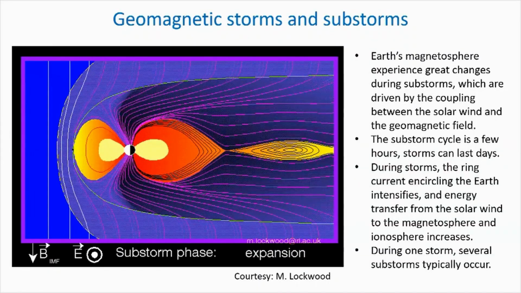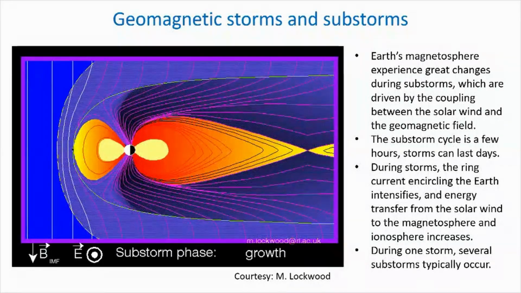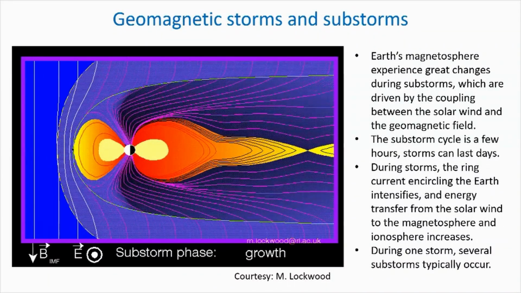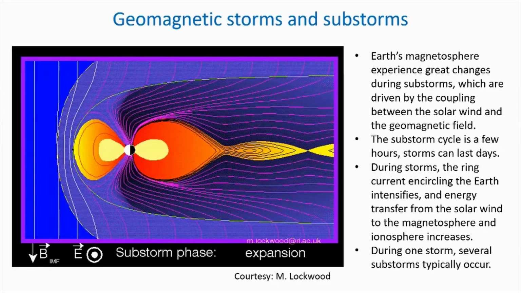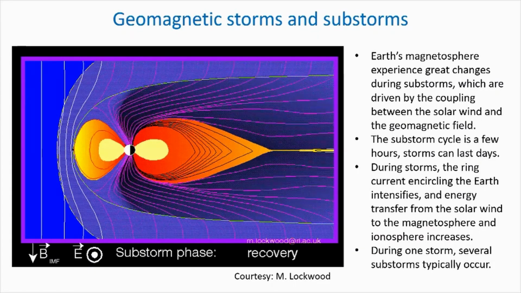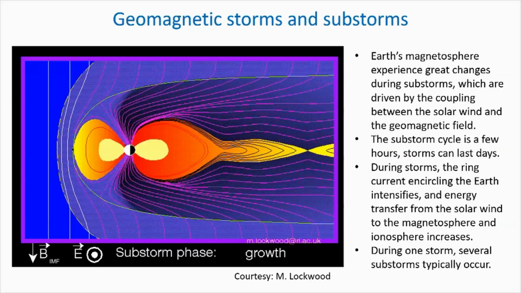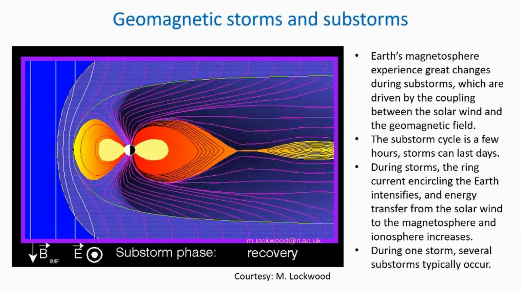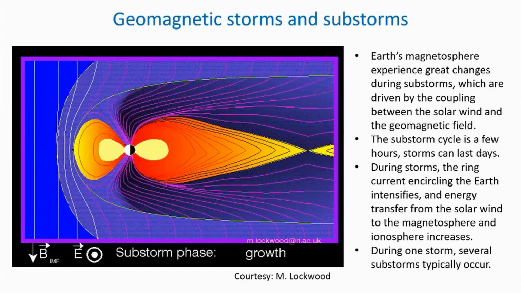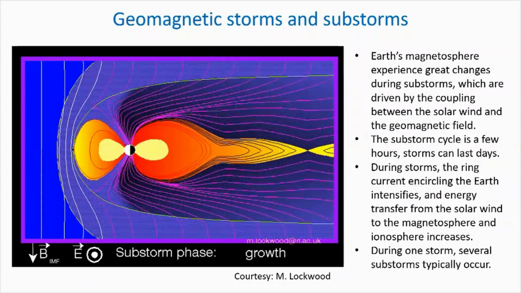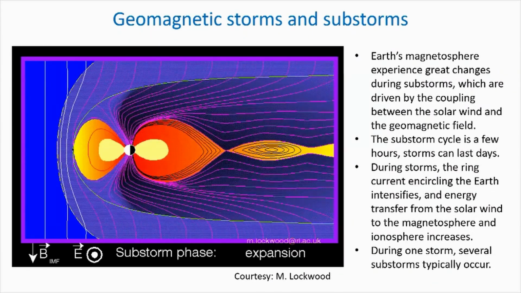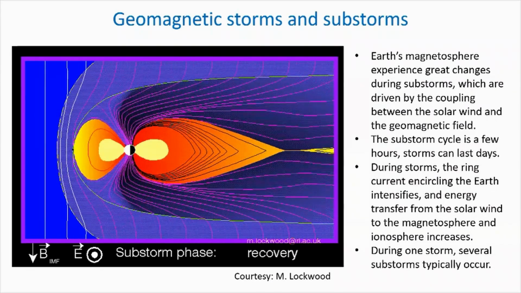And the other concept is a geomagnetic storm. And typically during one storm, we can have several substorms. And storms can last from hours to days. And one very important property of the storm is that the ring current in the magnetosphere is greatly intensified during storms.